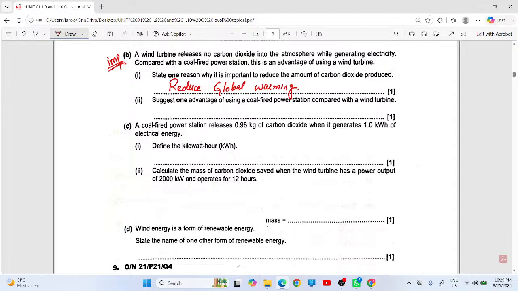देखिए ना, विंड तो हर टाइम तो नहीं होती ना. Wind not always blowing. जी, मार्किंग स्कीम में ऐसे ही लिखा हुआ था. और इसमें हम कह सकते हैं, और इसके लिए हमें लार्ज एरिया चाहिए, जबकि कोल फायर स्टेशन के लिए स्मॉलर एरिया is required compared with turbine.